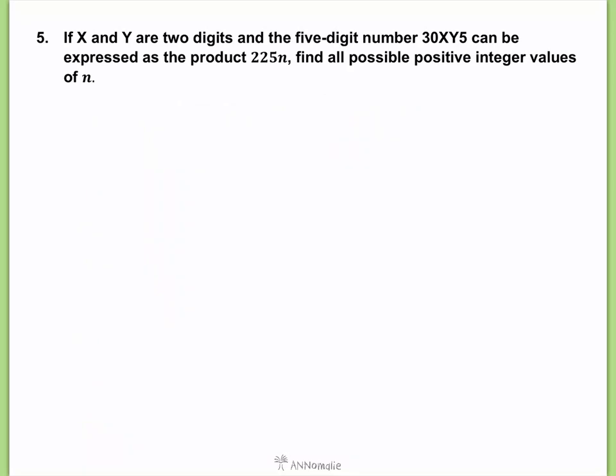If x and y are 2 digits and the 5-digit number 30xy5 can be expressed as the product of 225 times n, find all possible positive integer values of n. So we know for sure that this number is divisible by 225. Let's prime factorize 225.